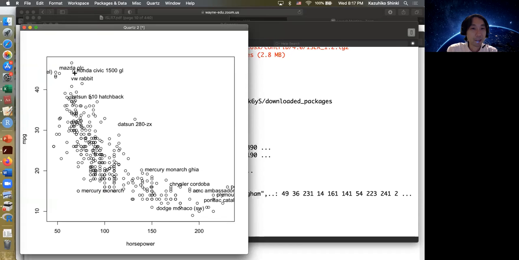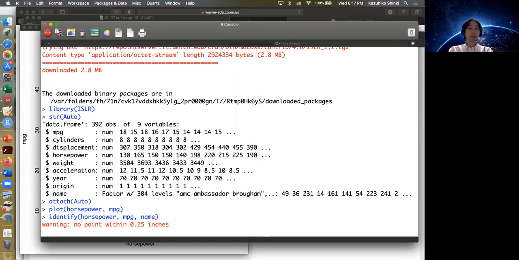Yeah, so all these cars are pretty fuel efficient because they are small. So some graphs are interactive, and you can even write code to make an interactive graph.